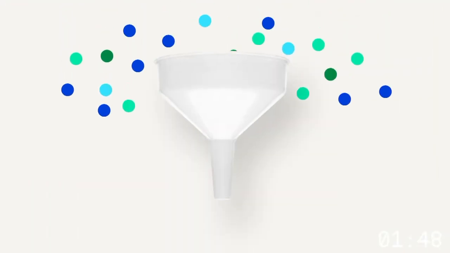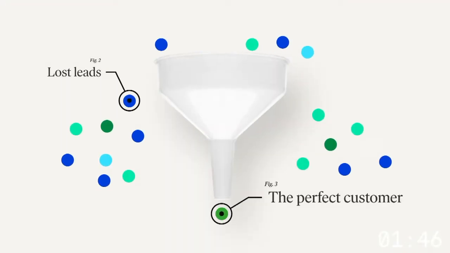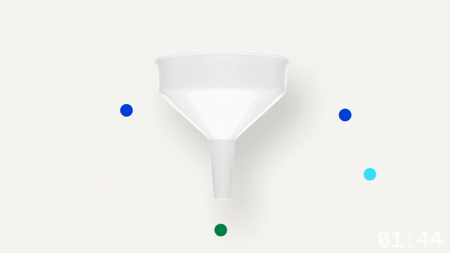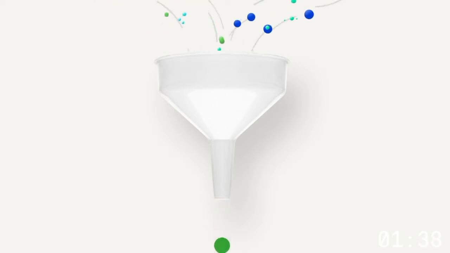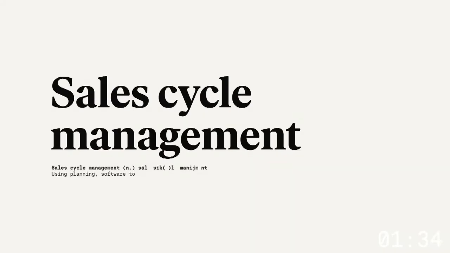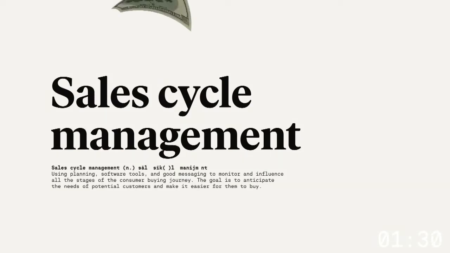This is a sales funnel that is not well maintained. This is a well-maintained sales funnel. Prospects enter the top, and what comes out the other end is an organized, manageable stream of perfect customers. Managing your sales funnel is called sales cycle management, and it is vital to the growth of your business and sets you up to close more sales.